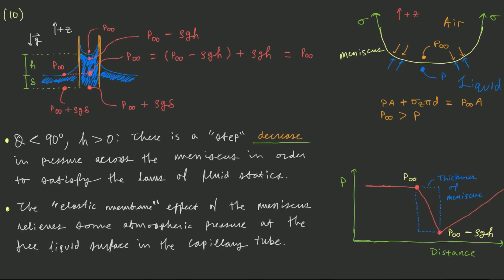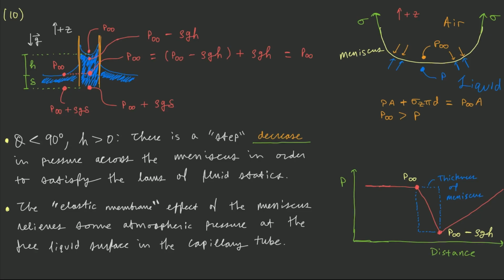So here we're looking at the case where theta is less than 90 degrees, for example, water in a capillary tube, and you can see that atmospheric pressure is taken as the pressure above the free ambient surface and the free liquid surface within the capillary tube. For hydrostatics to apply, again, we're assuming that all of the surface tension effects are isolated to this meniscus right here. For hydrostatics to apply, we must have a step decrease in pressure across the meniscus when theta is less than 90 degrees in order to satisfy the laws of fluid statics.